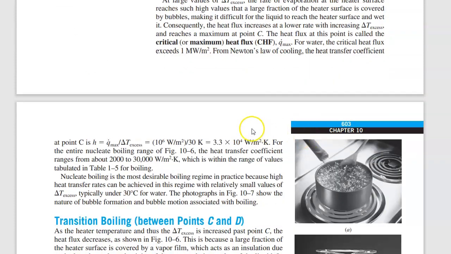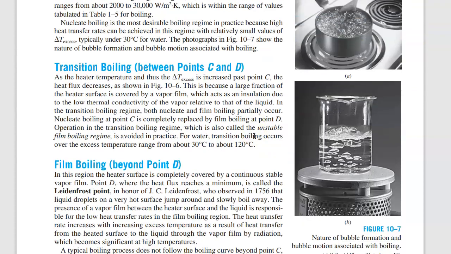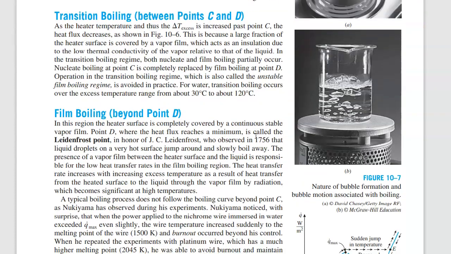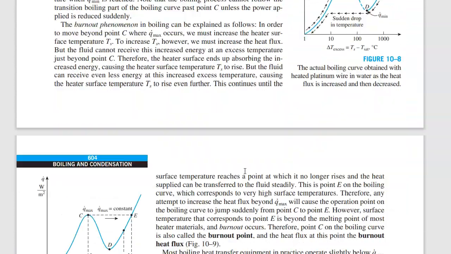Basically this is from the book of Fundamentals of Heat and Mass Transfer. You could get it from the library if you are on campus. If you are at home, it is somehow available on the internet, but you have to find it.